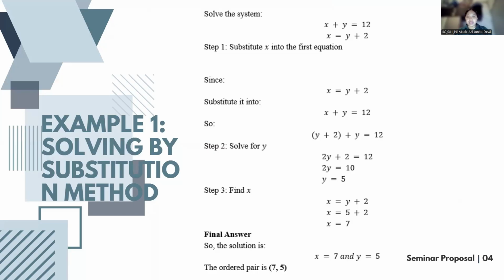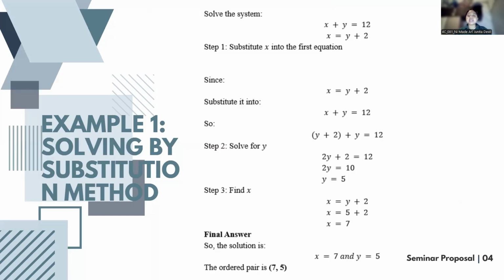Then we simplify it to 2y + 2 = 12. Next, subtract 2 from both sides and 2y = 10. Then divide both sides by 2. So y = 5. And after that, we need to find the value of x.